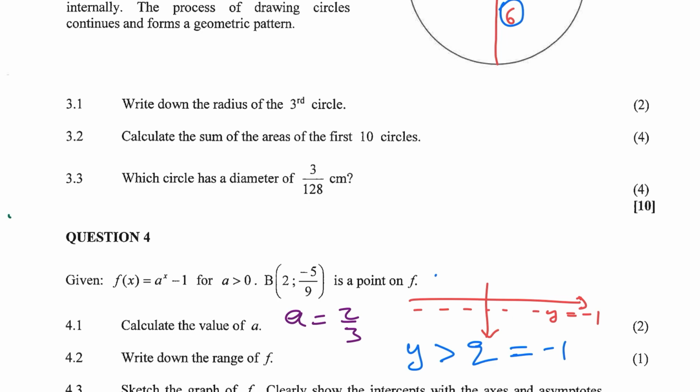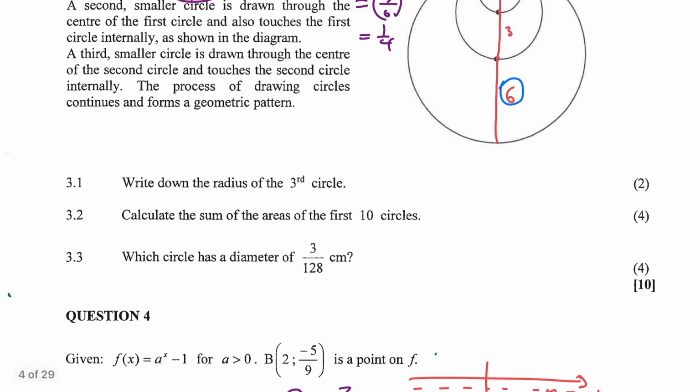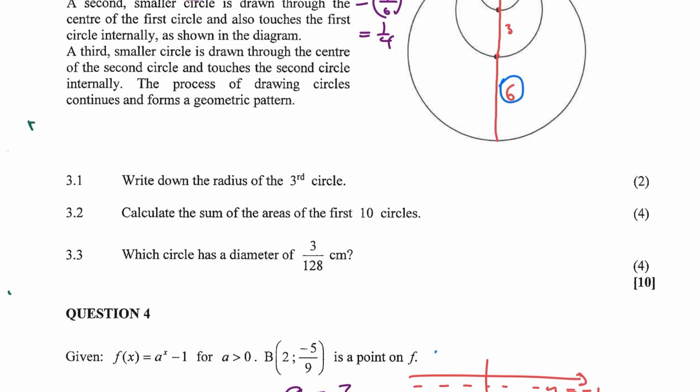Let's do it together. Which circle has a diameter of 3 over 128? Understand the question: which circle, which term, has a diameter of 3 over 128? They want us to find n, because they want to find which term, which circle, whether circle 1, circle 2, circle 3, circle 5, or circle 1000, has a diameter of 3 over 128.